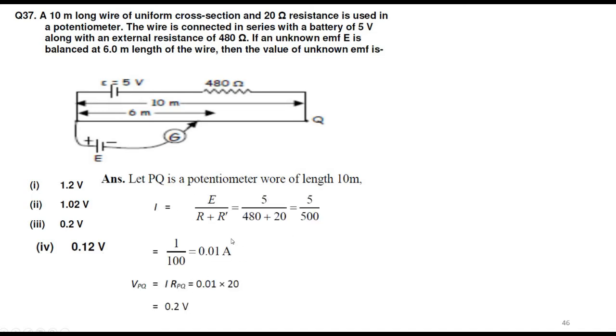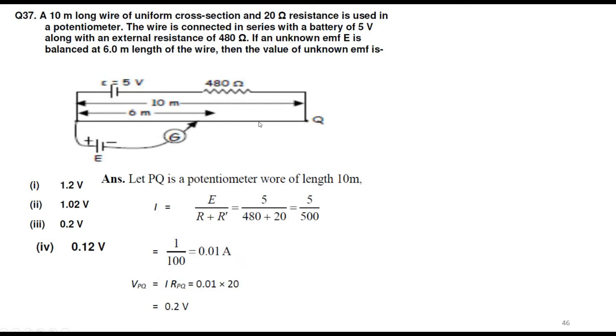This is the solution given in the key. We know that I is equal to E by R plus R prime in this circuit. I is the current in the potentiometer wire. R is this 480 ohm according to this symbol. R prime is the resistance of the potentiometer wire, which is 20. So I is equal to E by R plus R prime, 5 by 480 plus 20, 5 by 500, which is 1 by 100, so 0.01 ampere. Current in this is 0.01 ampere.